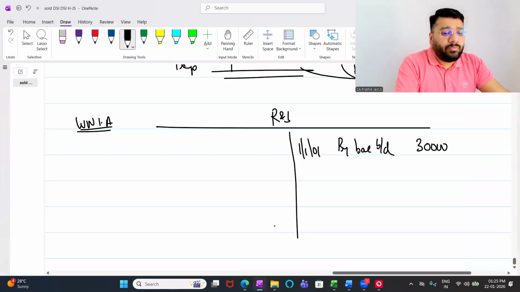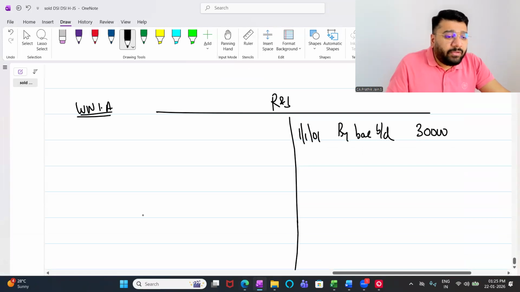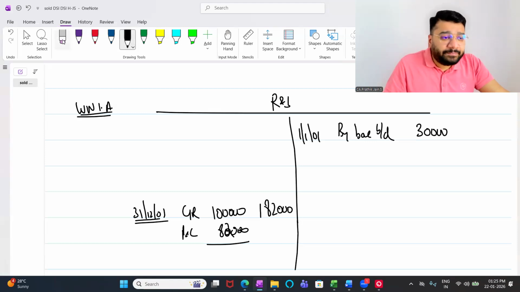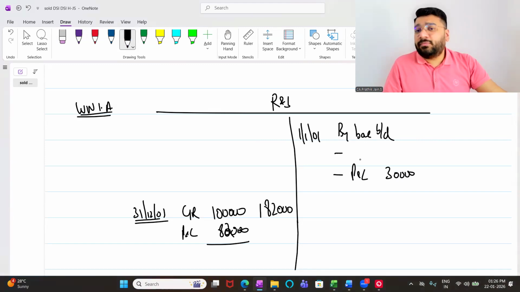Listen now, very important point. End of the year is 31st December 2001. GR balance is 1 lakh. P&L balance is 80,000. Total is how much? 82,000. So total is 1 lakh 82,000. Now listen to me very carefully. In the question, they have told that opening P&L is 30,000. Opening GR, they have not told.